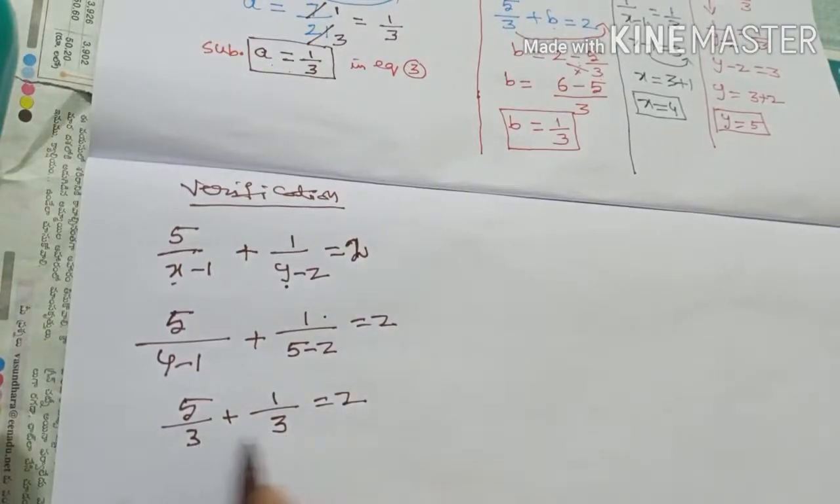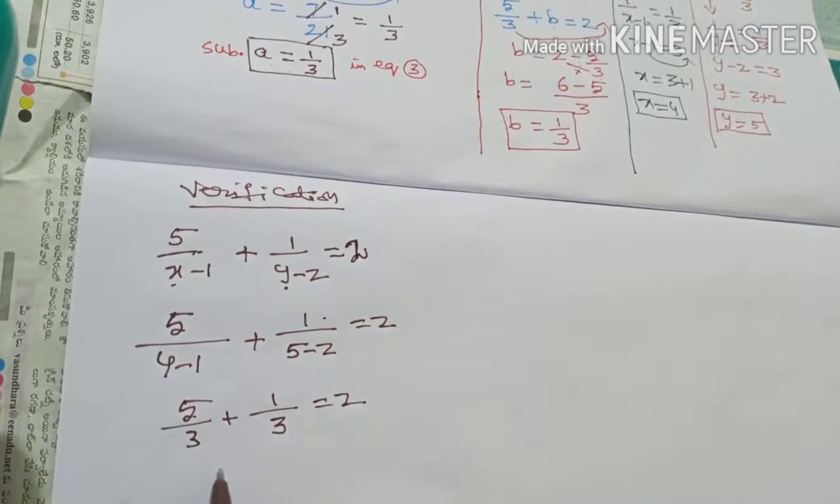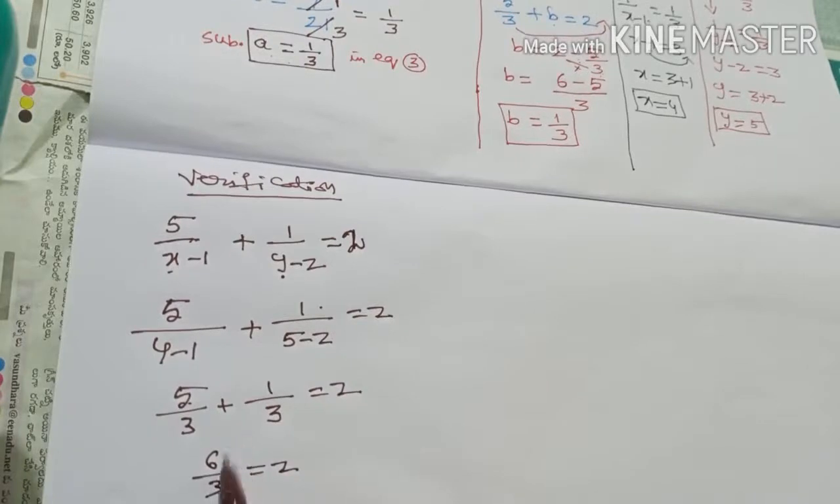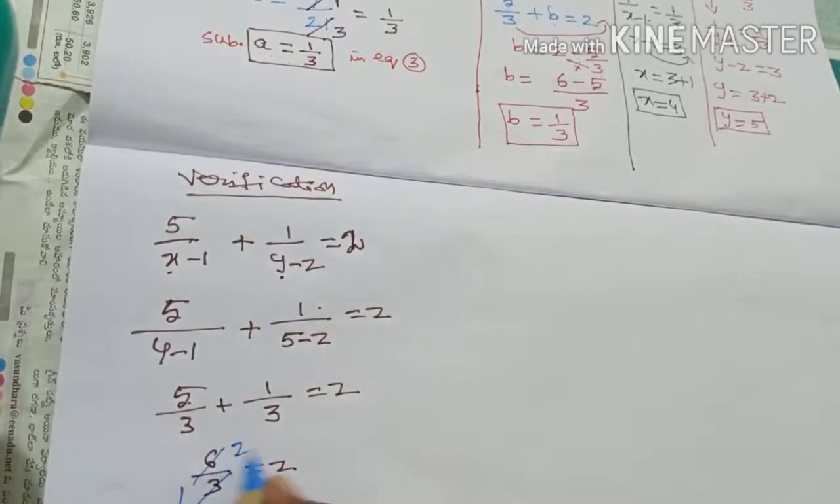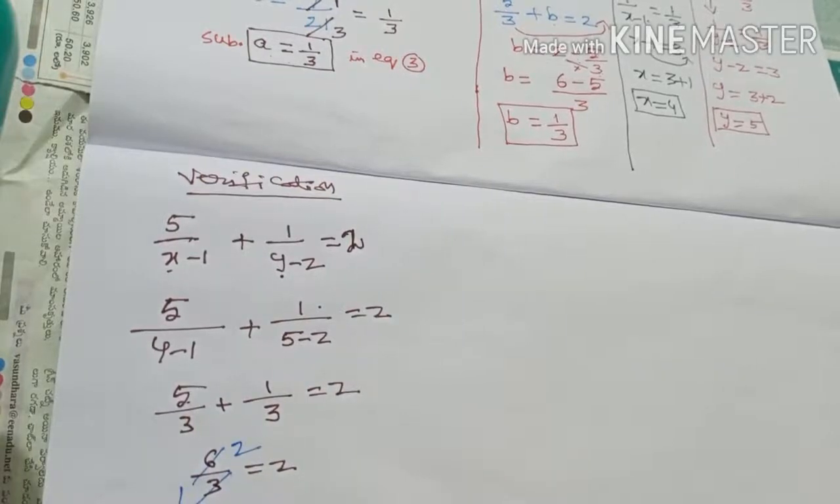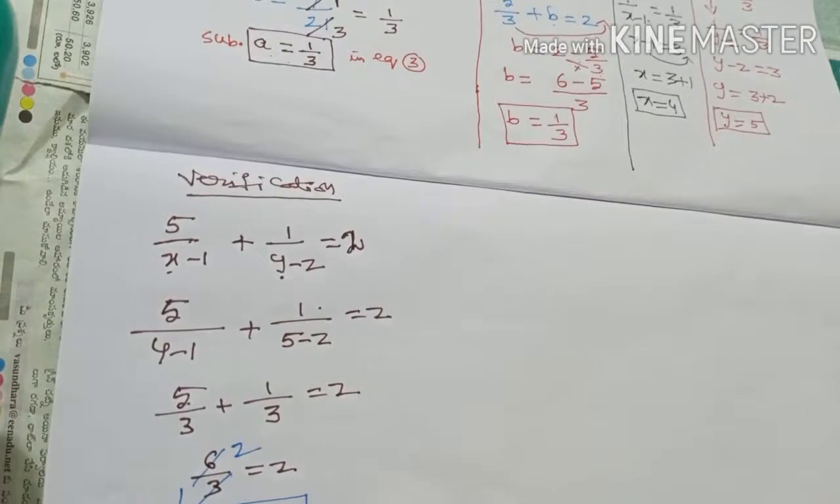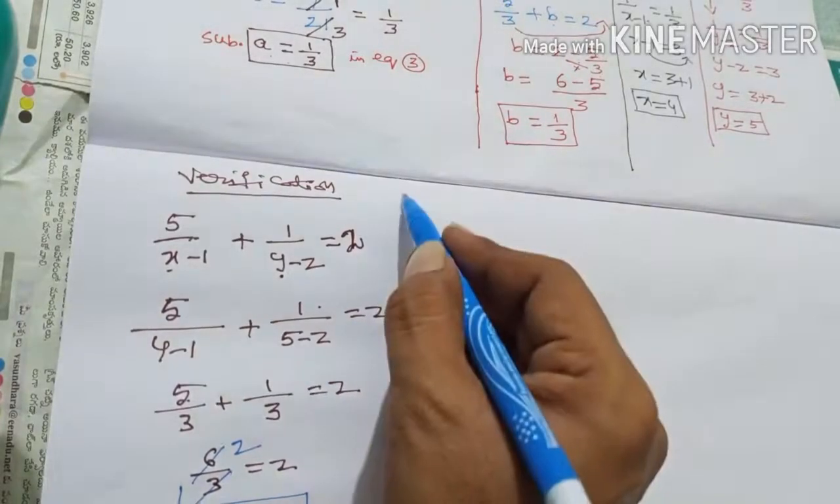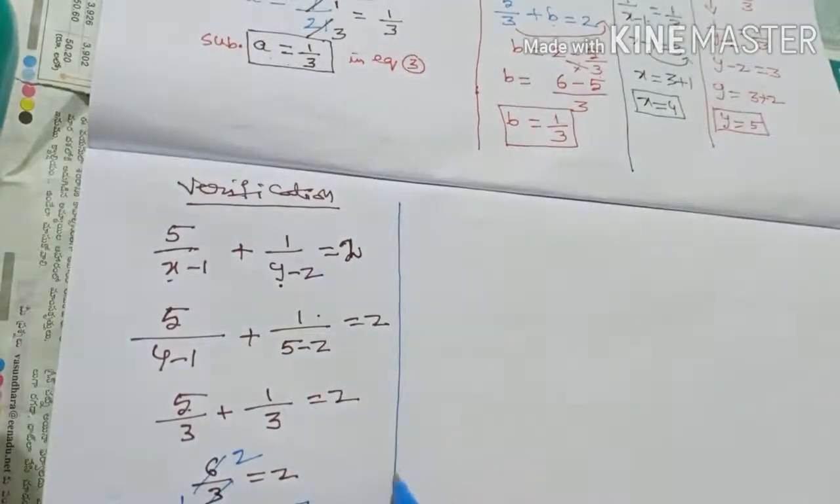Therefore, here both denominators are equal. Therefore, you have to add both numerators directly. It is nothing but 5 plus 1, that is 6 by 3 is equal to 2. Here, this 6 and 3 can be cancelled by 3. Here 3 ones and 3 twos. Therefore, 2 is equal to 2. Both LHS and RHS are equal. Here equation 1 is satisfied by the solution.